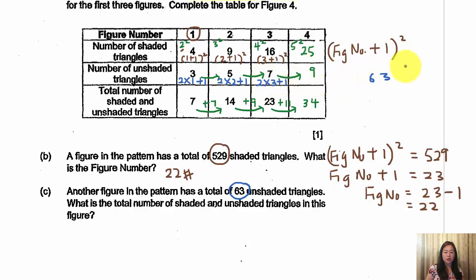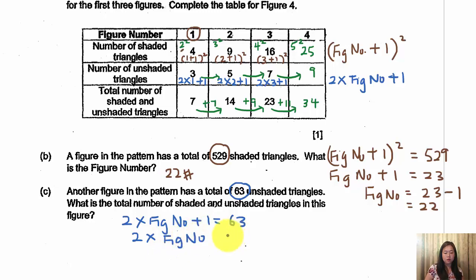So 2 multiplied by 3, which is 6, plus 1, we will get 7. So the formula here is actually the number 2 multiplied by the figure number plus 1. So let's try to find the figure number. 2 multiplied by figure number plus 1 is equal to 63. So 2 multiplied by figure number is equal to, we are getting rid of the 1 here, 63 minus 1, which is actually equal to 62.